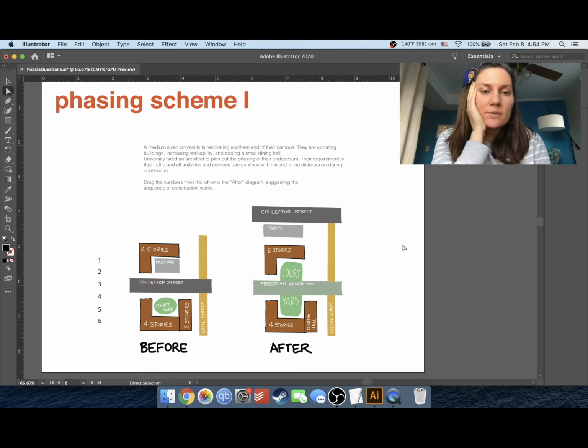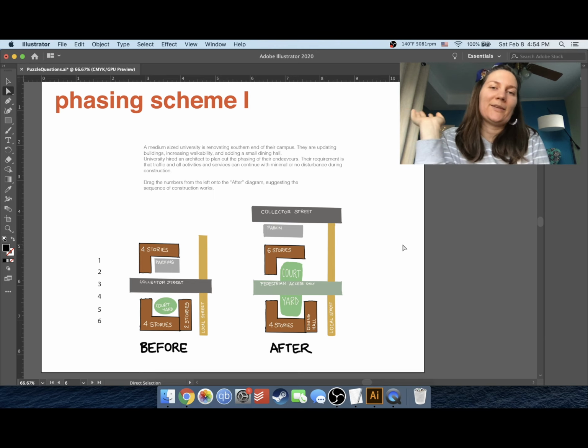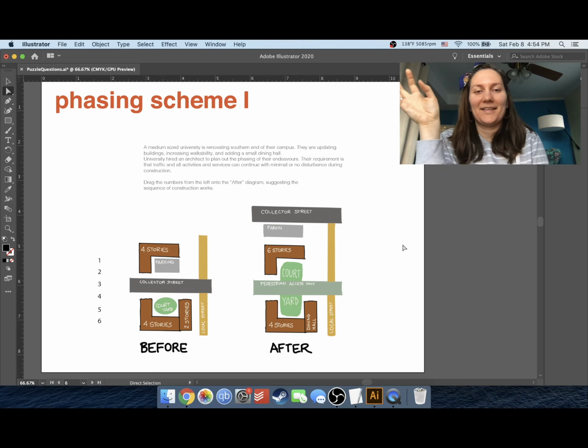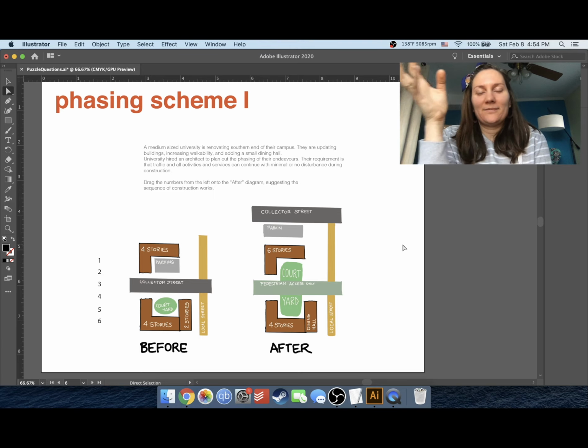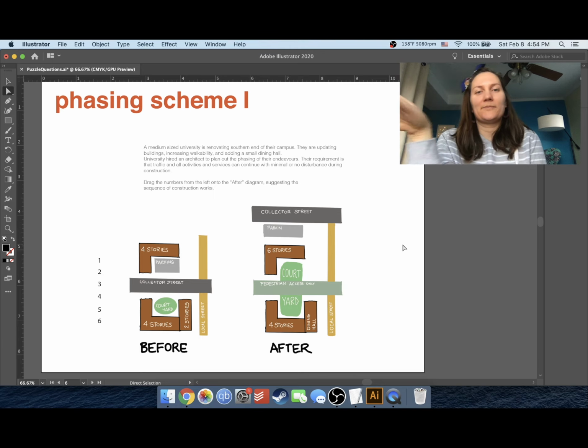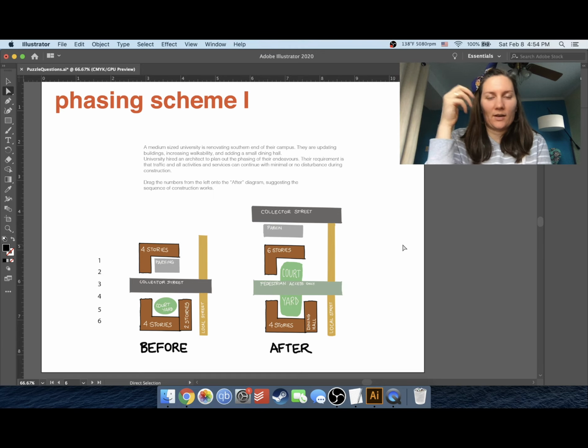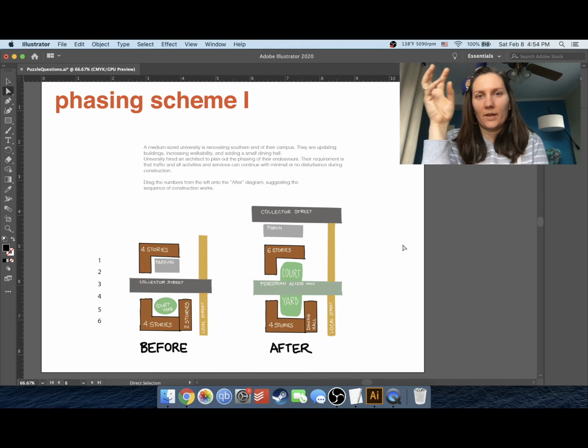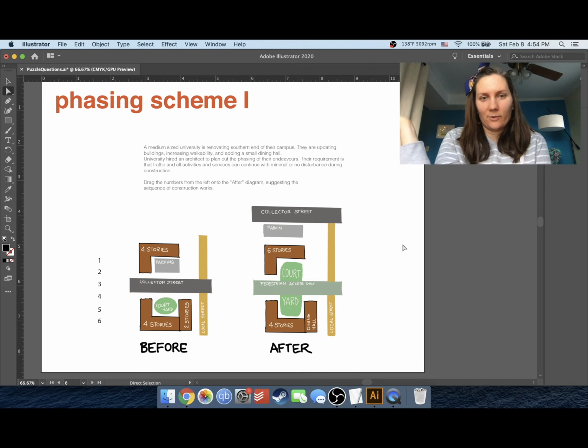It says, a medium-sized university is renovating the southern end of their campus. This is completely irrelevant. Normally these questions will have a lot of junk in them just to use up your time or make your brain preoccupied with things that don't really matter a whole lot. So let's continue. They are updating buildings, increasing walkability, and adding a small dining hall. Okay. The university hired an architect to plan out the phasing of their endeavors.